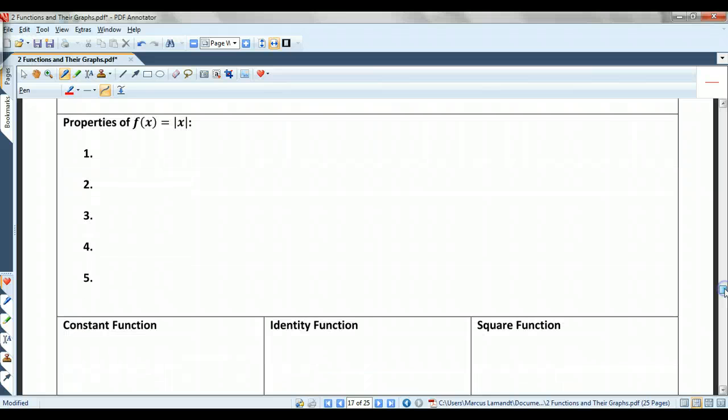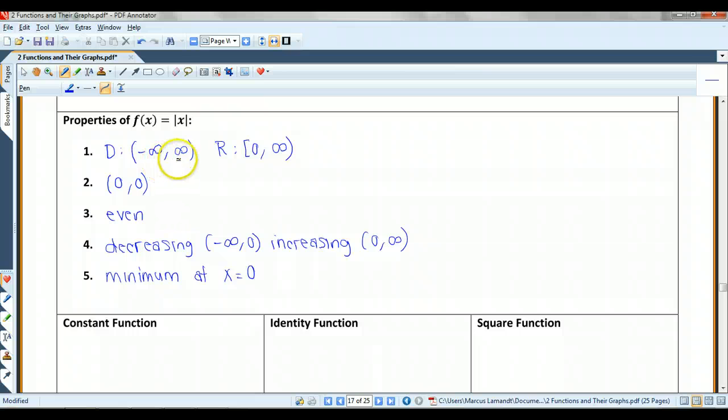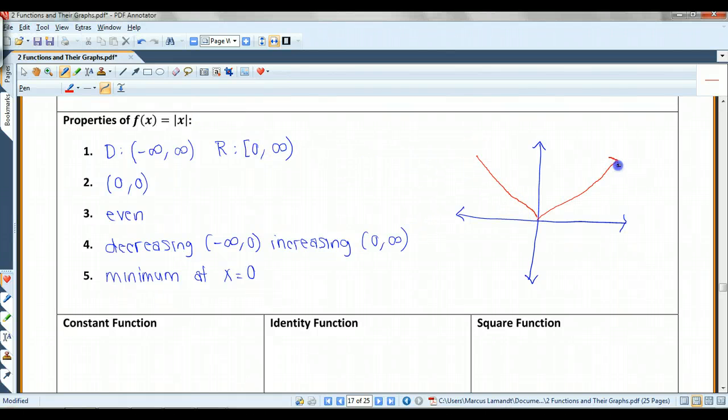The properties of absolute value of x. Alright, the domain is negative infinity to infinity. The range is 0 to infinity, including 0. It has one intercept, 0, 0. It's even. It decreases from negative infinity to 0 and then increases from 0 to infinity. And it has a minimum at x equals 0. And it looks, hopefully you guys kind of already know this, it looks kind of like a V. Kind of like that.